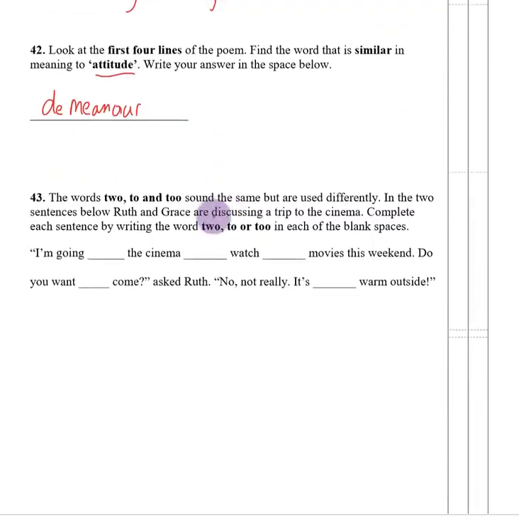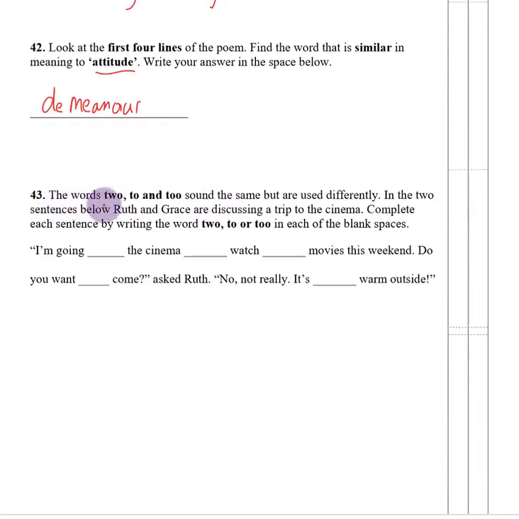Oh yeah. And 43. The words to, too and two sound the same but are used differently. So they're homophones effectively. In the 2 sentences below, Ruth and Grace are discussing a trip to the cinema. Complete each sentence by writing the word to, too or two in each of the blank spaces. So we need to make sure that we use the right one. So I'm going to the cinema to, just T-O, to watch two movies, as in 1, 2, the number 2.